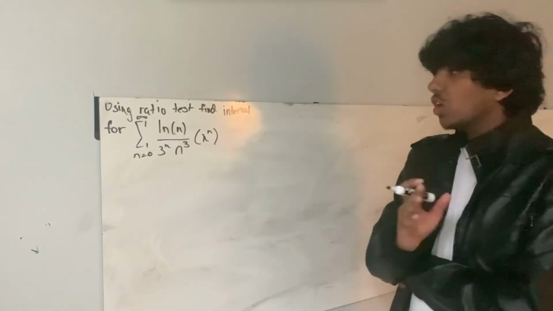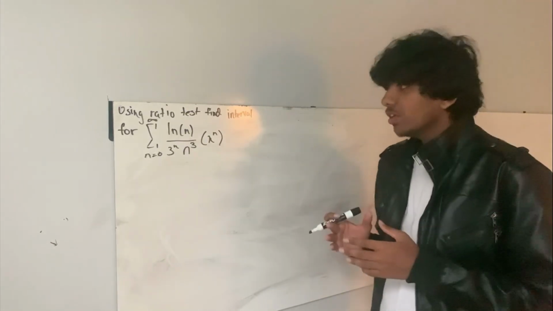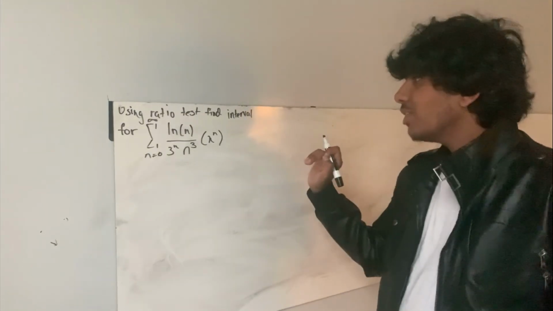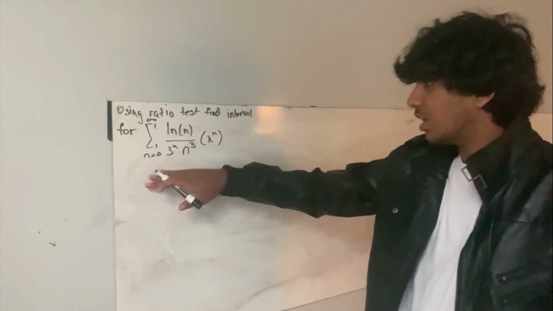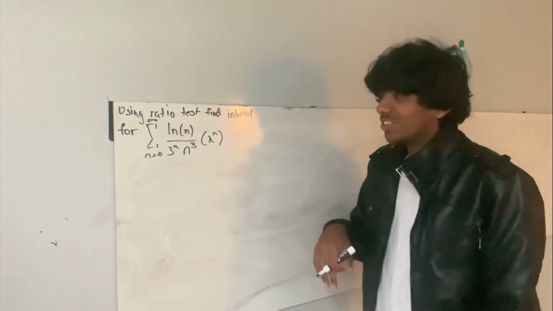Okay, so the next one is we're going to find the interval of convergence. It's really just the interval of convergence for this ugly looking Maclaurin series. No offense to the Maclaurin series, but it just looks ugly.